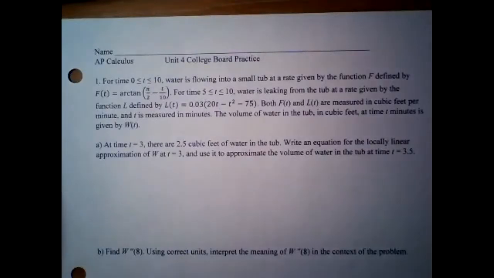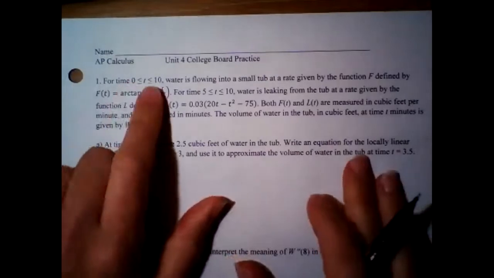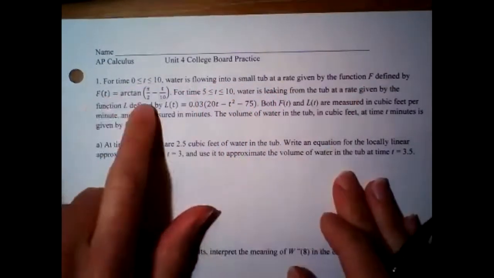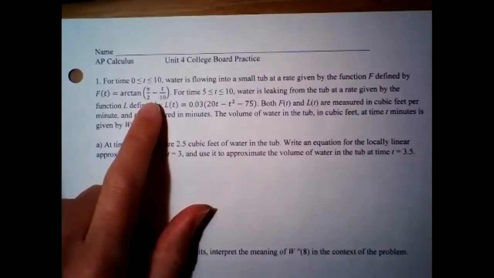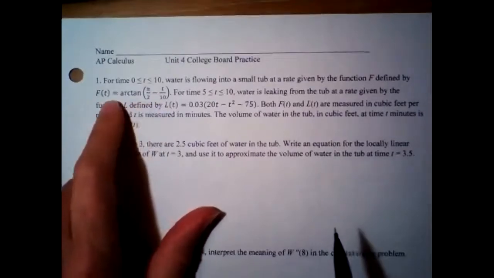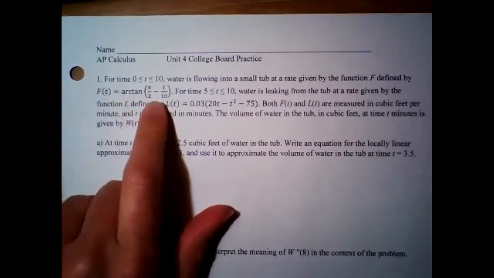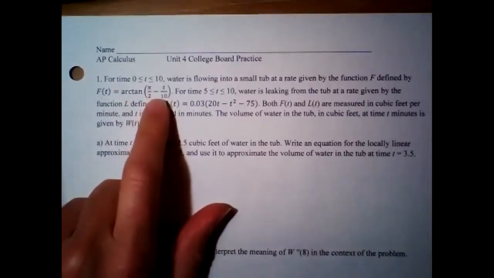So for this first one, for times 0 to 10, water is flowing into a small tub at a rate given by this function. They never give nice functions on the AP exam. They're always crazy, weird ones. So just get on board, because they're never going to give you something nice. It's always going to be something that's a pain in the butt to type in. But anyway, that is the rate in.